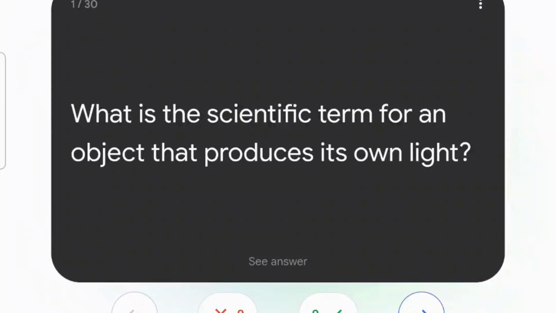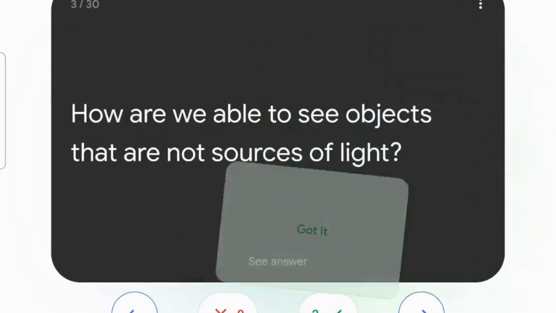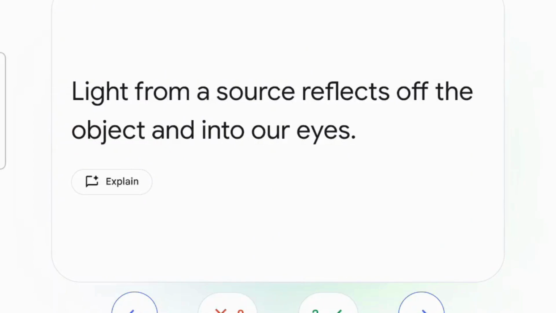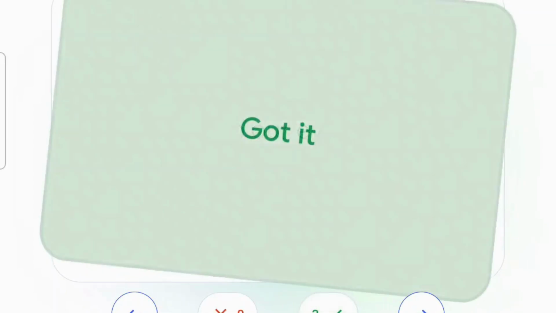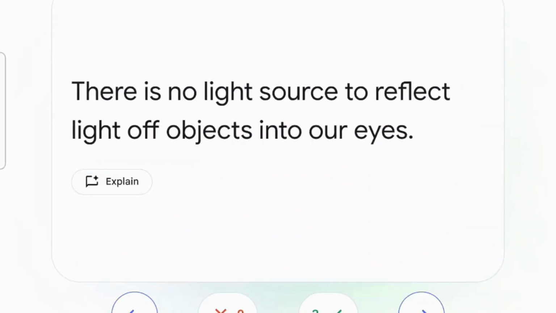What is the scientific term for an object that produces its own light? A light source. How are we able to see objects that are not sources of light? Light from a source reflects off the object and into our eyes. What is the primary reason we cannot see objects in a completely dark room? There is no light source to reflect light off objects into our eyes.